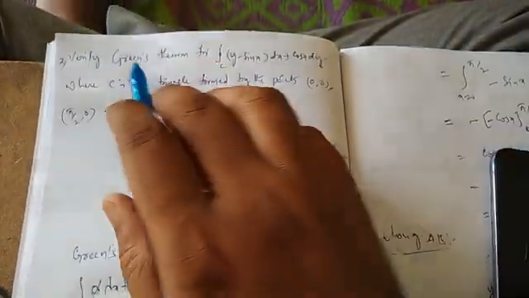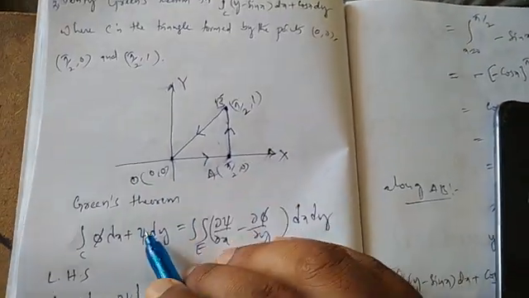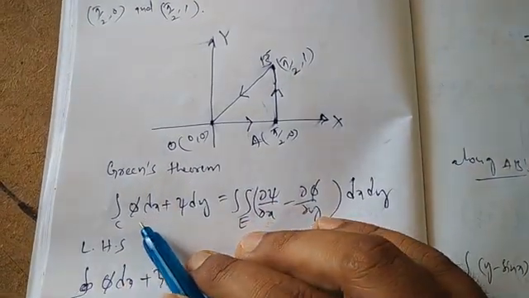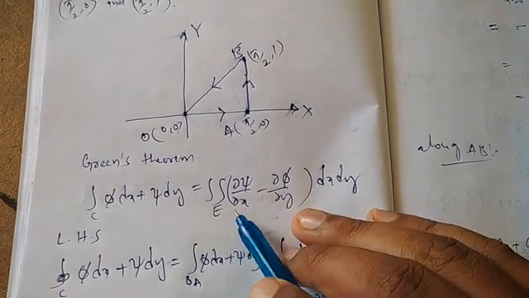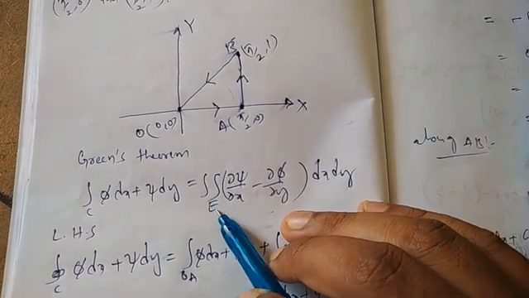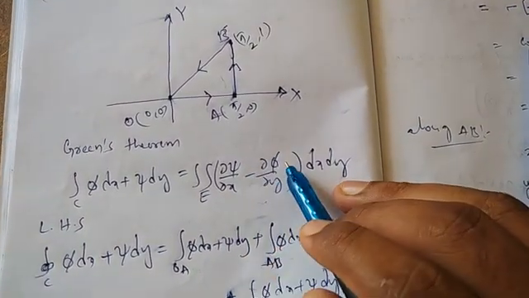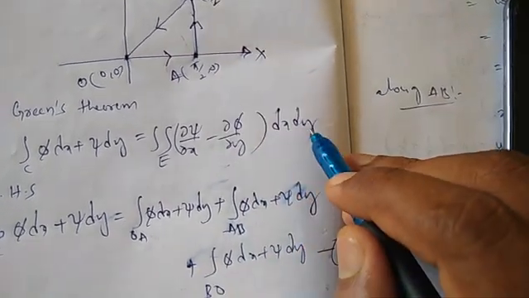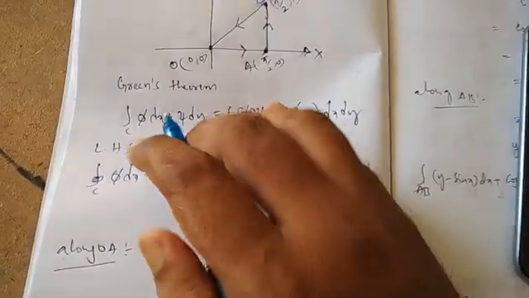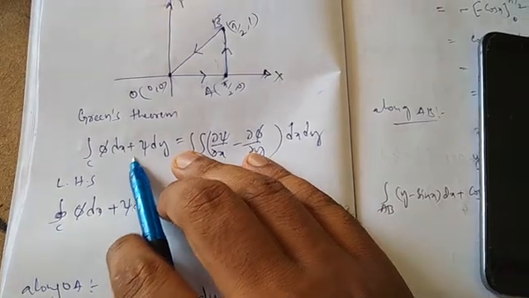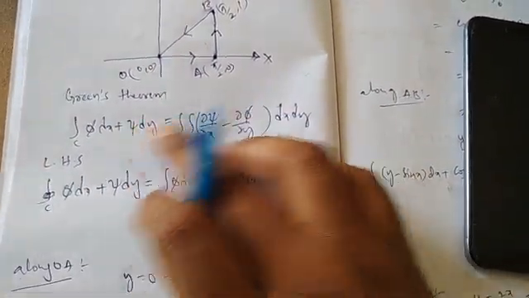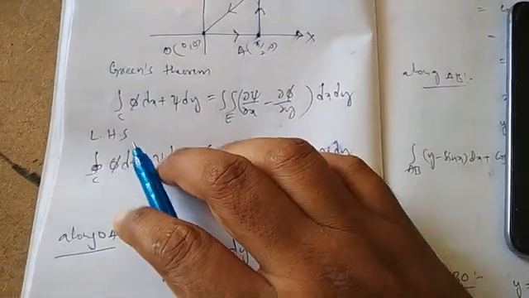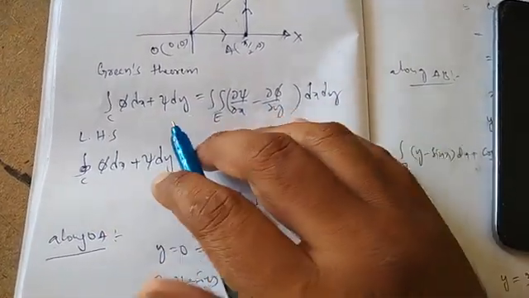Now I'm going to verify Green's theorem. First, write Green's theorem. Green's theorem is: integral over C of P dx plus Q dy equals the double integral over the region R of (dou Q by dou x minus dou P by dou y) dx dy. First find the value of the LHS, next find the value of the RHS. We need to show that these two values are the same.